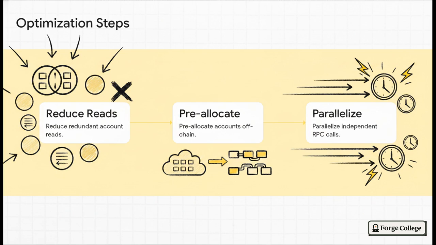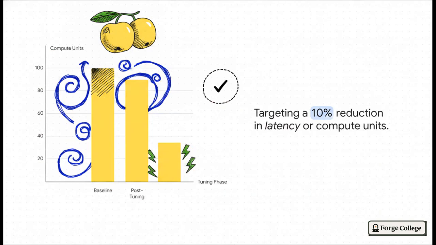Step 2, pre-allocate accounts off-chain. Let the user's browser do the heavy lifting of calculating account sizes before sending the transaction, rather than burning your precious on-chain compute to do the math. Step 3, parallelize independent RPC calls. If you're fetching an asset price and a wallet balance and they don't depend on each other at all, fire them off at the exact same time. Don't wait in line.